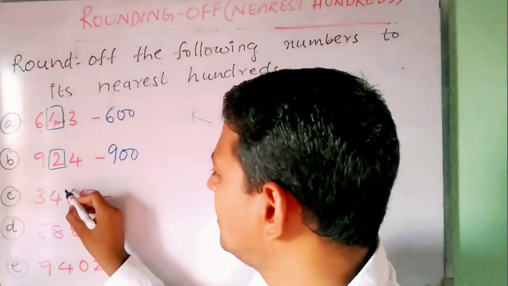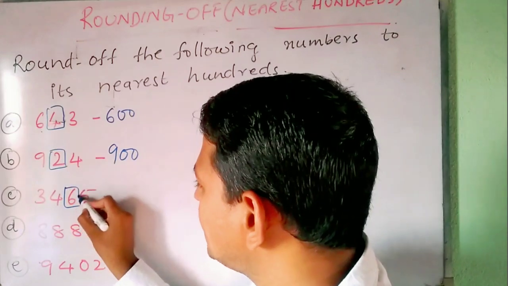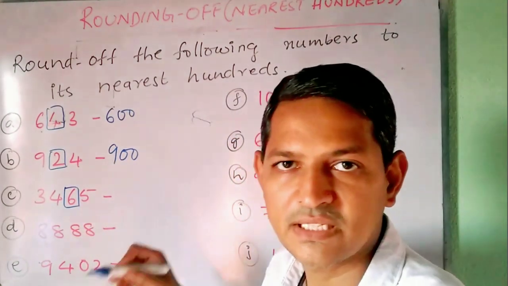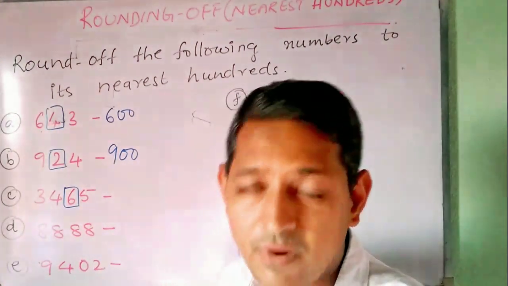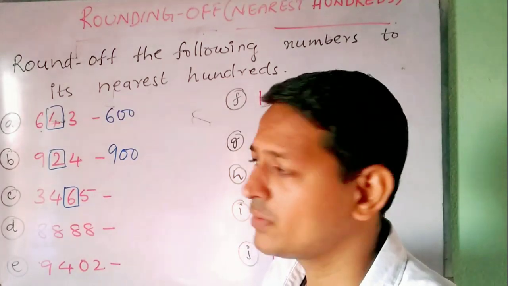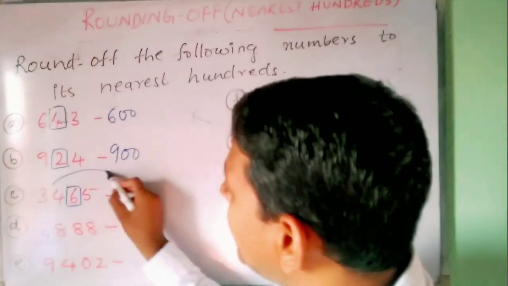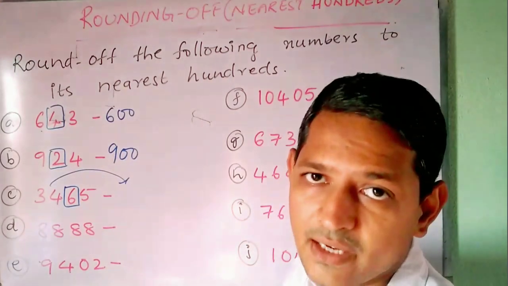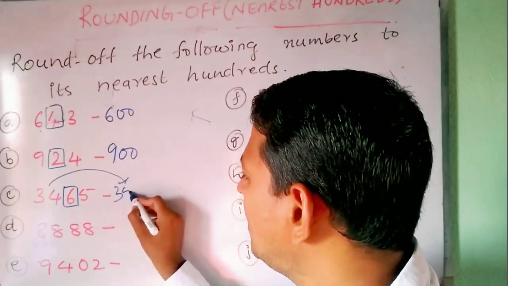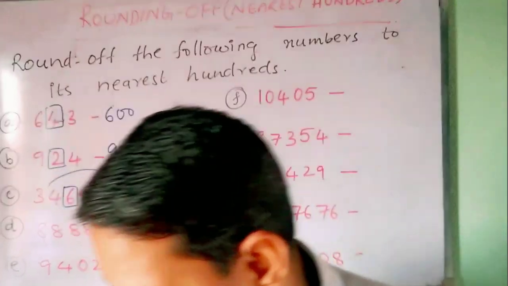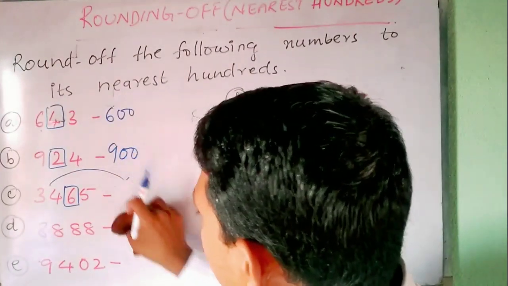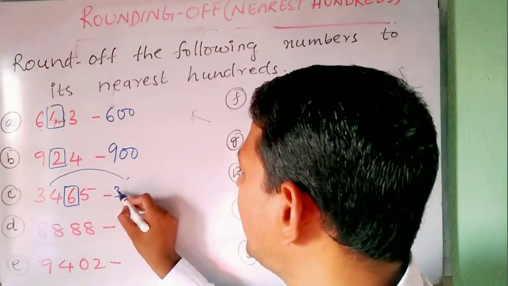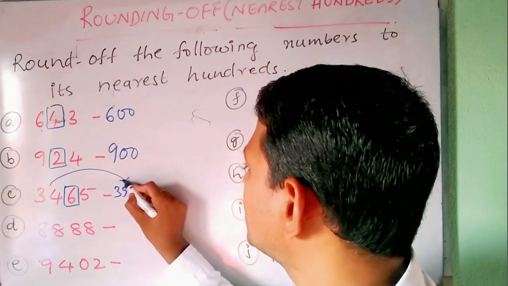Now here the digit which is in tens place is 6. Since the digit in tens place is 6, it is greater than 5. If it is greater than 5, what do we need to do? We need to write the next number. So for 34, if 1 is added, it becomes 35, and in ones place and tens place we need to place zeros. So this becomes 35 and 2 zeros.